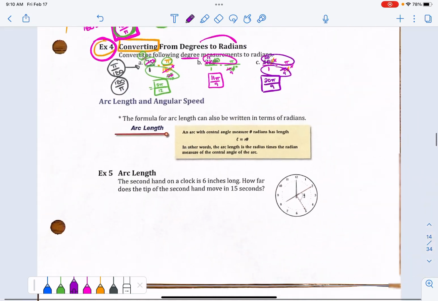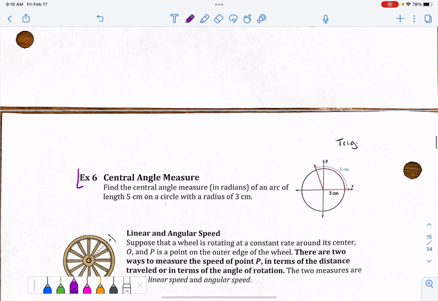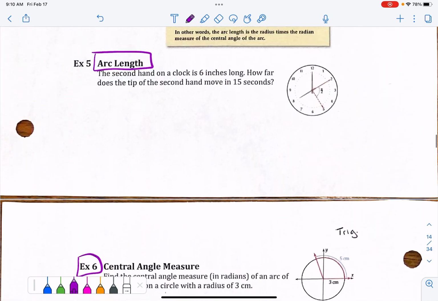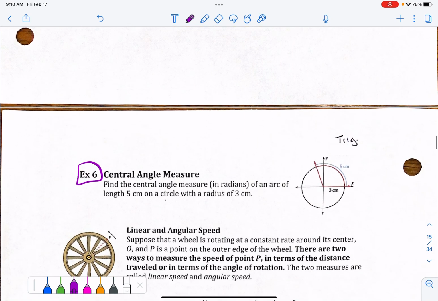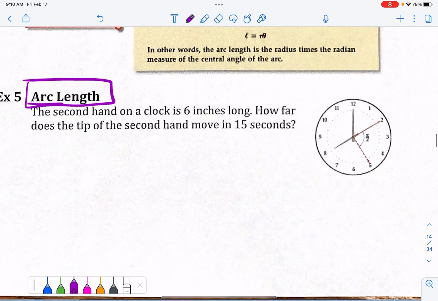All right, the last thing is talking about arc length. So we're going to do example 6, and then we're going to save linear and angular speed for sometime next week, okay? You will have some arc length questions on your homework assignment, and I'll show you which ones to skip over then, okay? So arc length is the length of the arc.